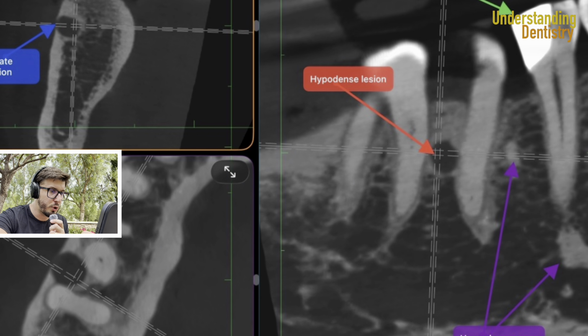It's between the roots of the premolar and the molar, but also causing a little bit of buccal plate fenestration, which is a good prognosis for you to do the surgical excision of this lesion.